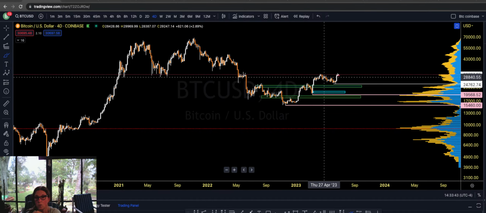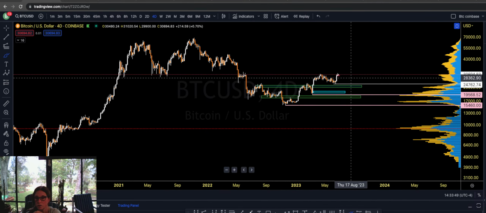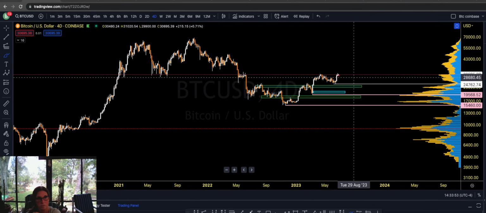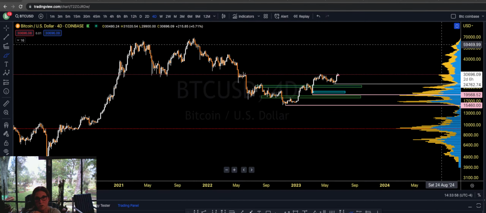But we know what to look for this next move. We need that controlled correction and not the expanded flat. We don't want that. Not that it can't recover. It can. It's just we don't want that to happen.